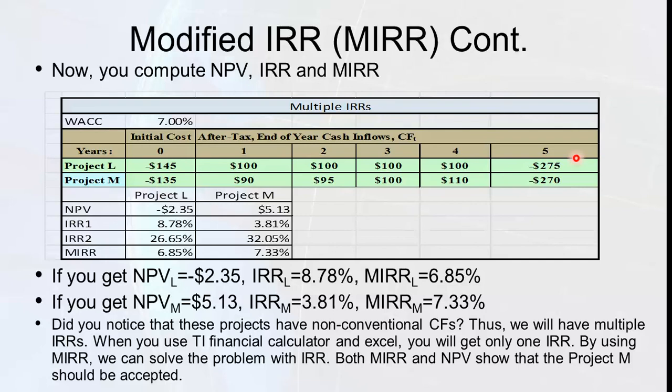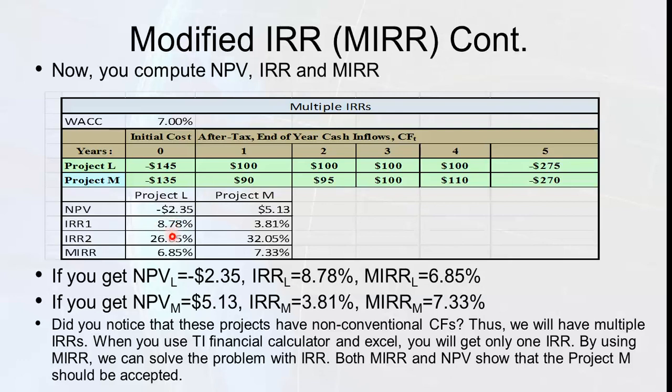But using internal rate of return, since these are non-conventional cash flows, the internal rate of return is going to be multiple. So we have two for project L and two for project M. As you can see, IRR gives conflicting results, right? Because it prefers project L. So let's look at this first one, project L.